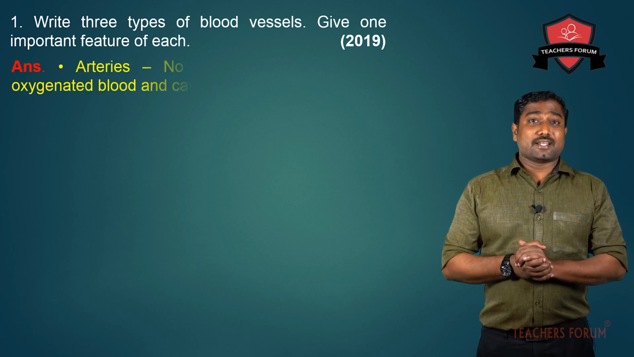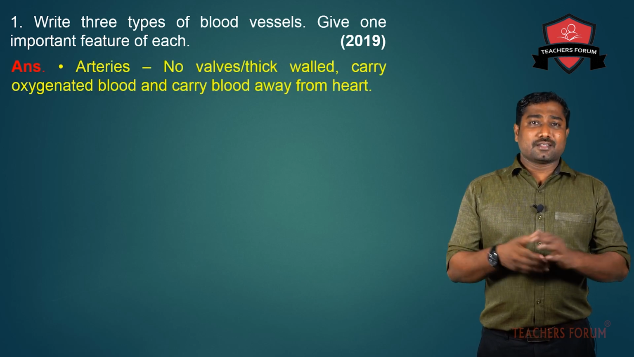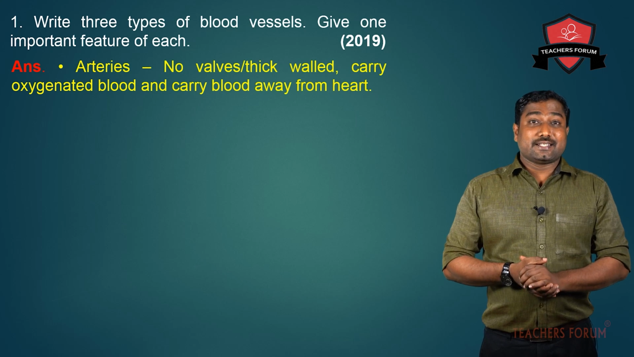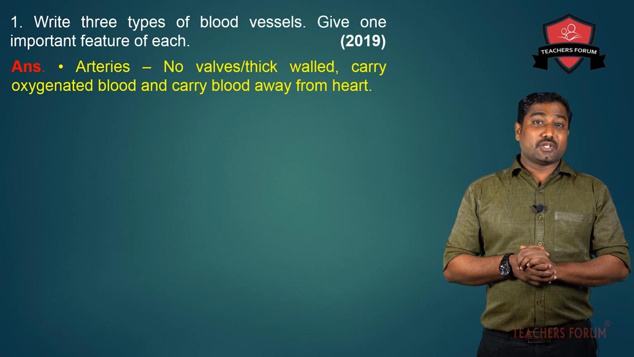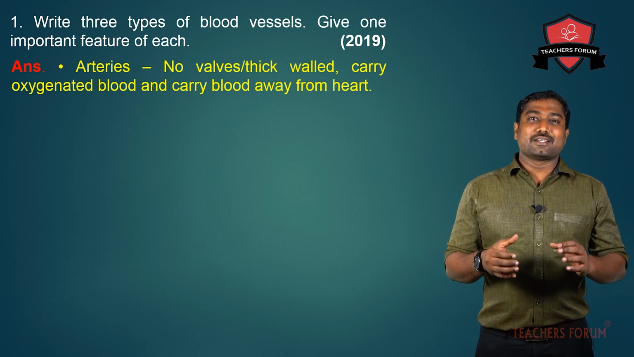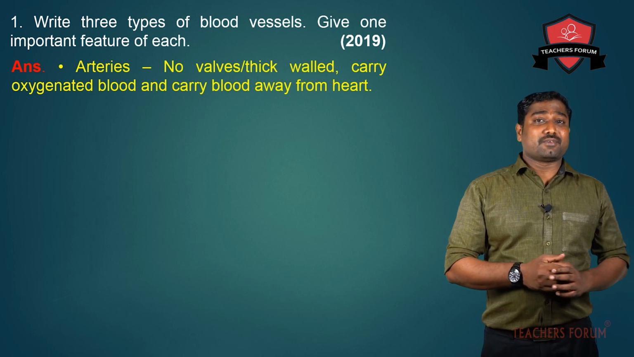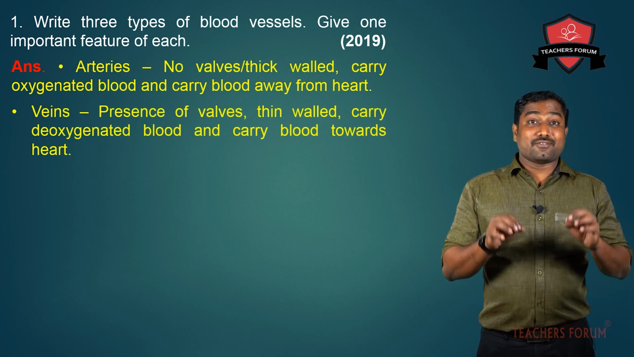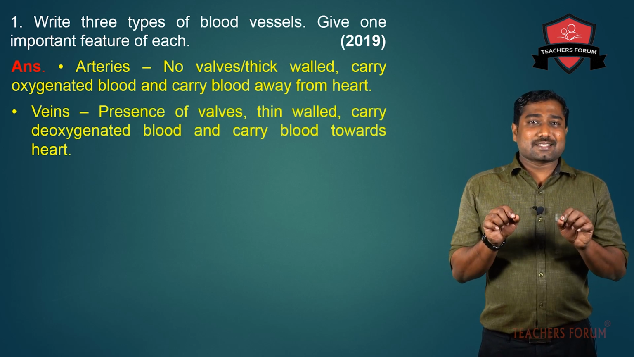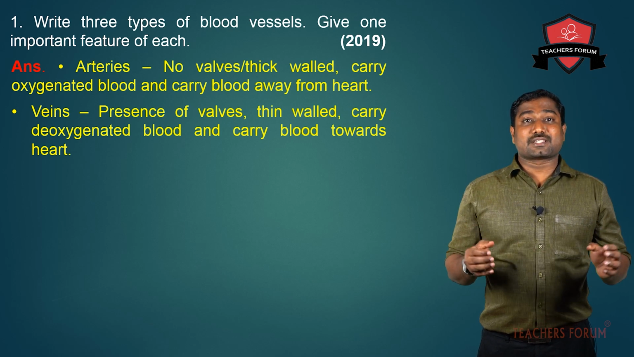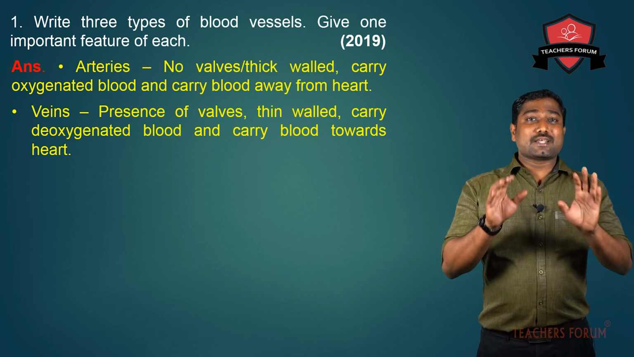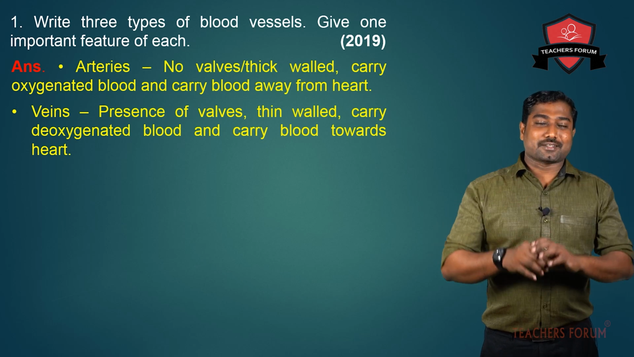Arteries always carry blood away from the heart. They carry the pure blood, right? They do not have valves in them, but they have a thicker wall in order to accommodate the pressure generated during pumping. Whereas the veins have valves, but they have a thinner wall. They always carry the impure blood, always carrying the blood to the heart.